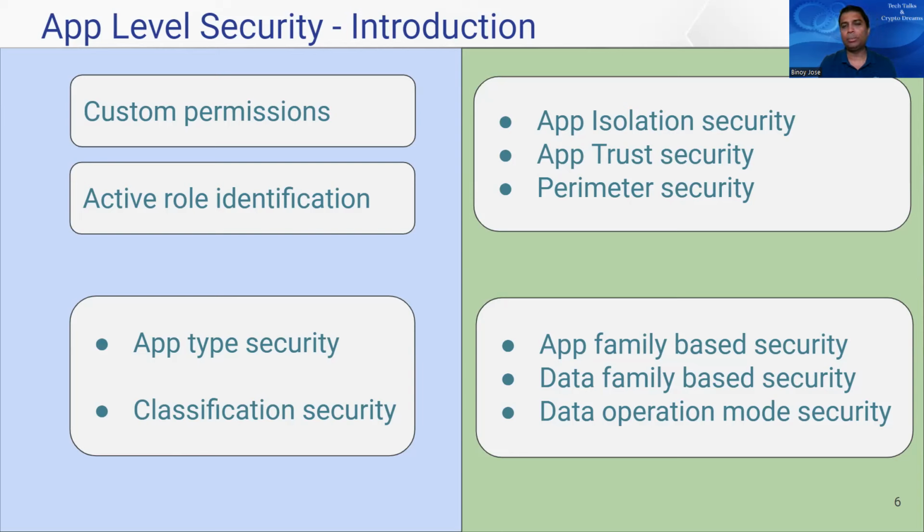Now, on the top right, app isolation security and trust and perimeter security. These three sections are really not user-to-app security, but app-to-app security. Let's say you create a web page on app one. Can app two access that web page? What if app one has a secure web page, which I call an asset, and does not want to share it with app two? What if app two does not trust app one? These are the things that we are going to discuss.